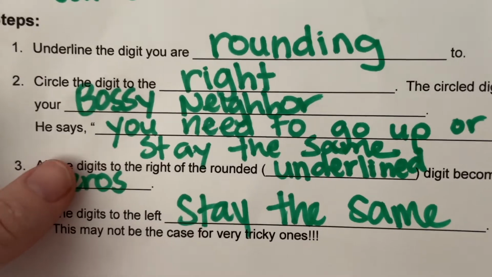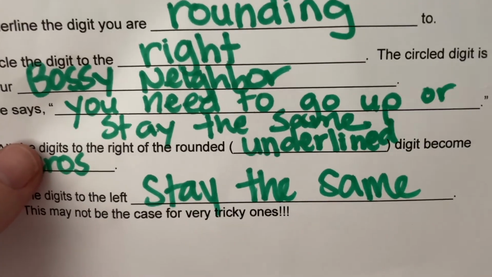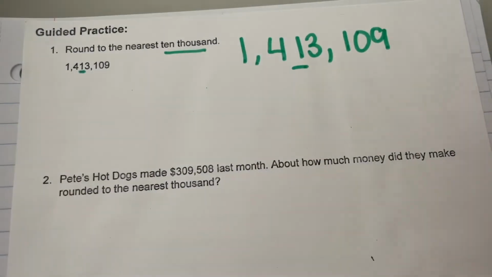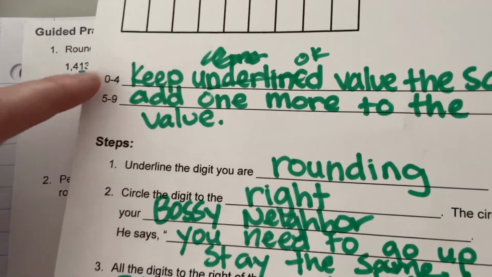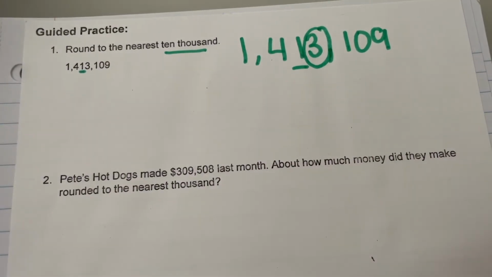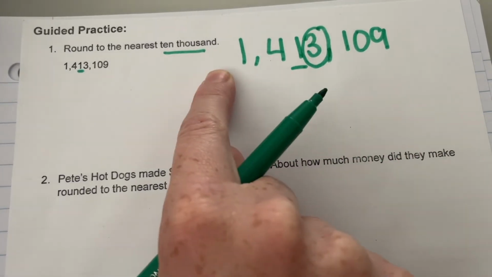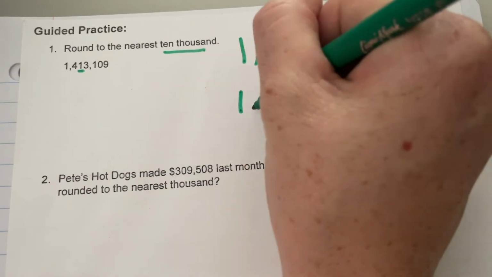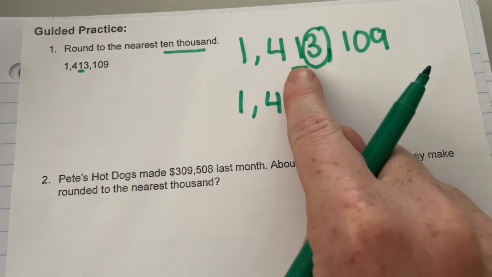Okay, step number 2 says circle the digit to the right, the bossy neighbor, and then we need to figure out if it goes up or down. So this is my bossy neighbor. The 3 falls between 0 to 4, so that one says you stay the same. So I'm going to keep all the digits to the left the same. So I have a 1, 4, 1, and now all the digits to the right of that underline.